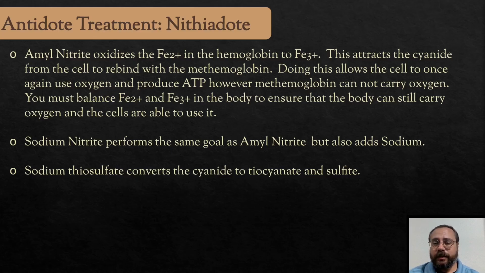However, methemoglobin cannot carry oxygen. You have to balance the amount of hemoglobin and methemoglobin that you produce in the body to ensure that the body can still carry oxygen and the cells are able to use it. Sodium nitrite performs the same goal as amyl nitrite, but it does so through IV and adds sodium, which is another metal.